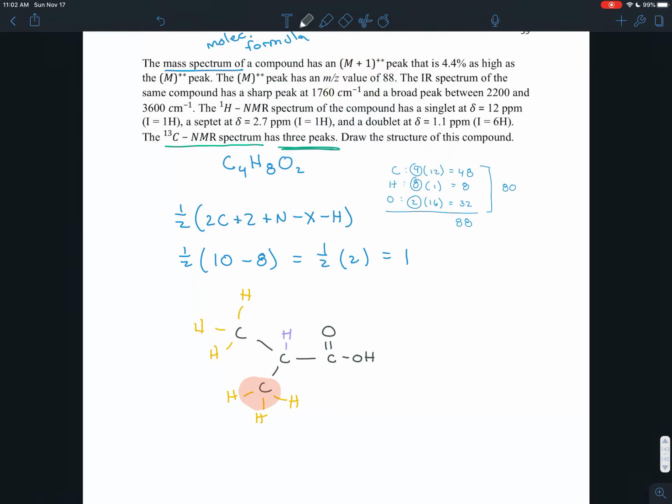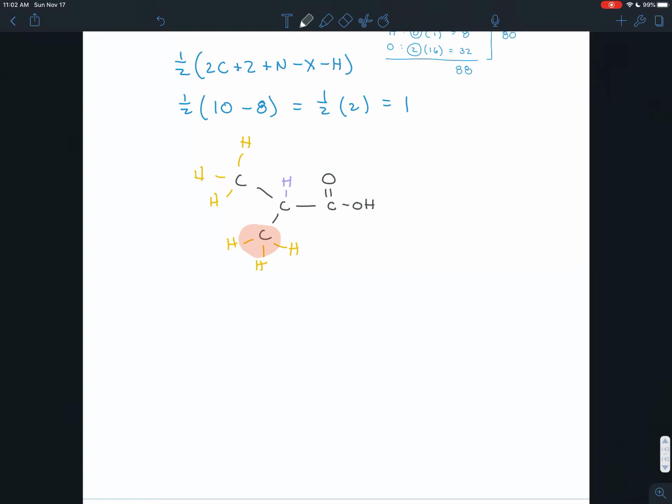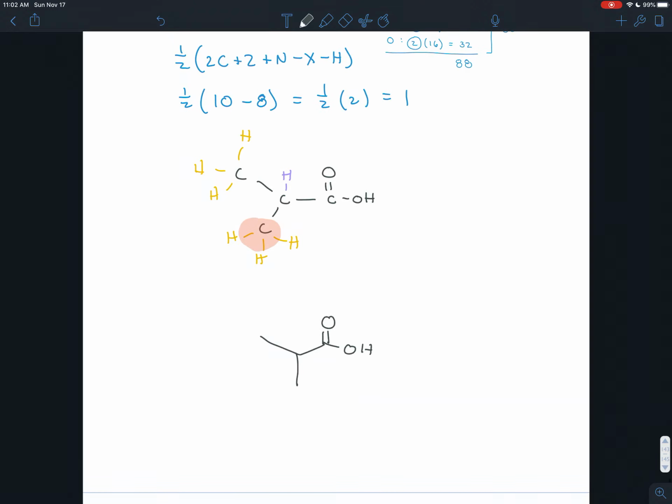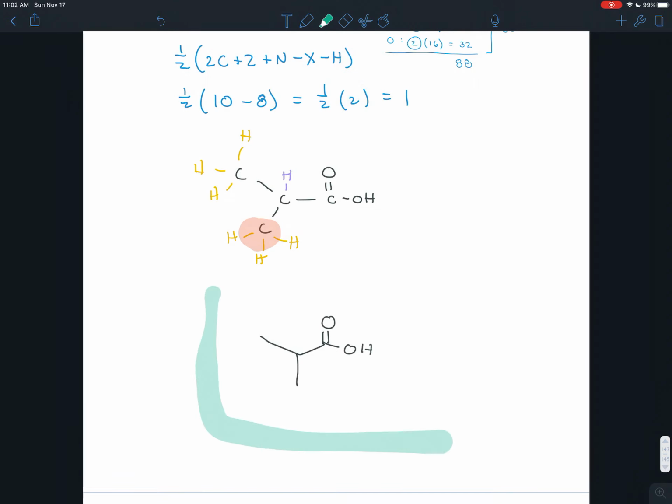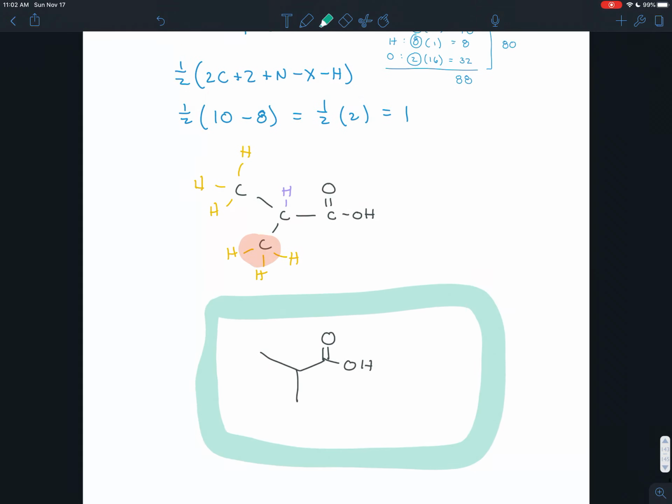So overall, the molecule we'd have is 2-methylpropanoic acid. 2-methylpropanoic acid, and now that we have that, we can use our whole arsenal, our whole recipe book of possibilities to turn that into any molecule we want.